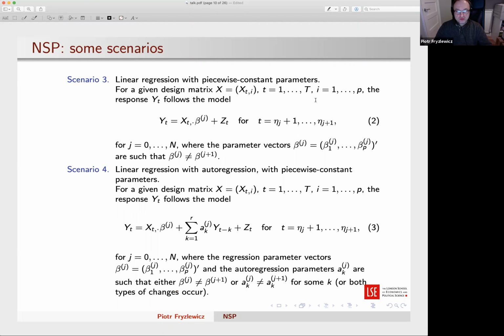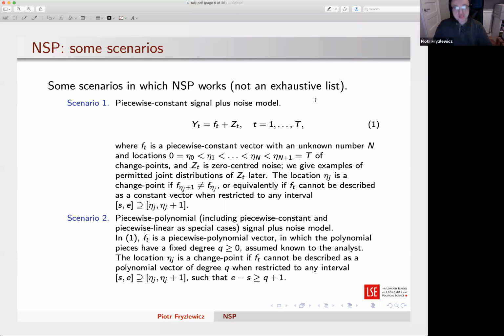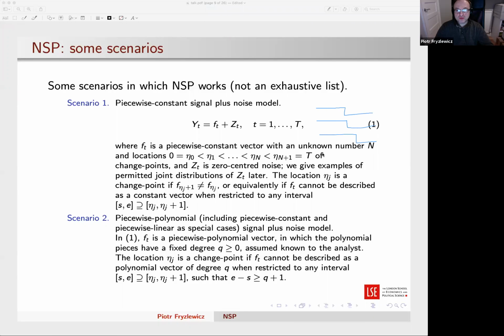Scenario 3 is where I have a linear regression model. So in scenarios 1 and 2, I also have a linear regression model. But my covariates, for example in the piecewise constant model, will simply be all possible functions with a single break, a single jump in each of them. So this is also a linear model.